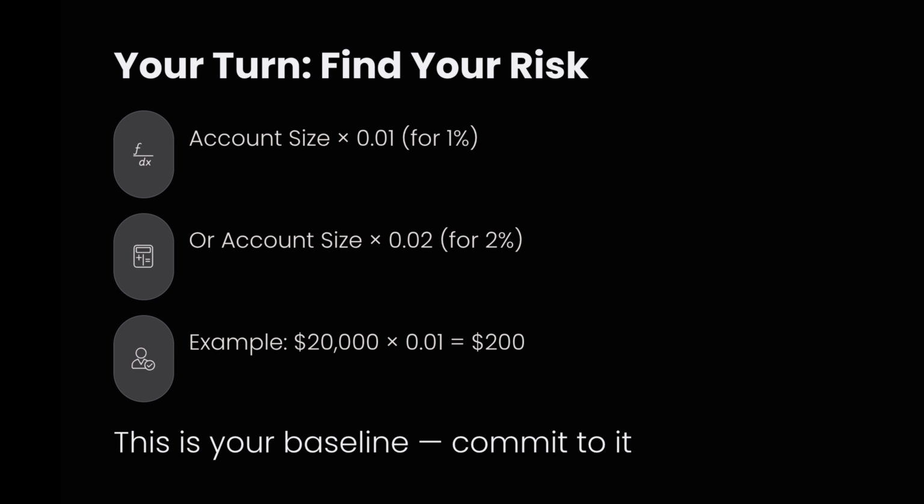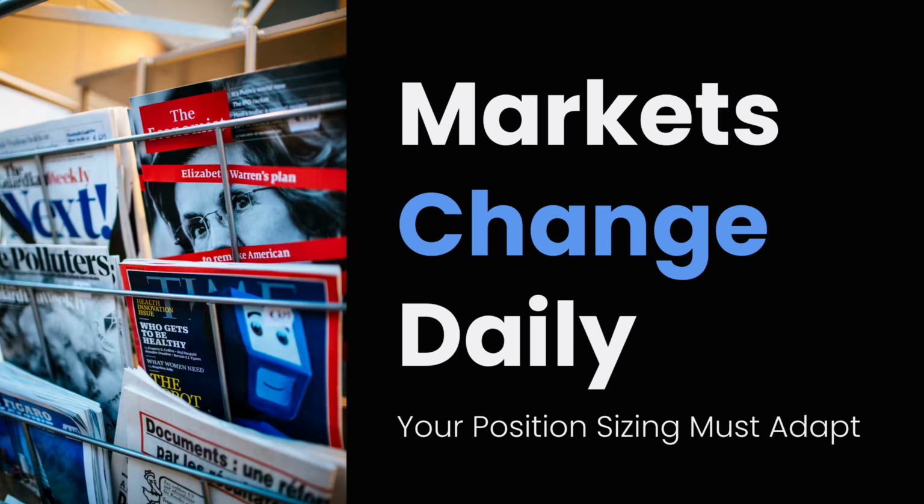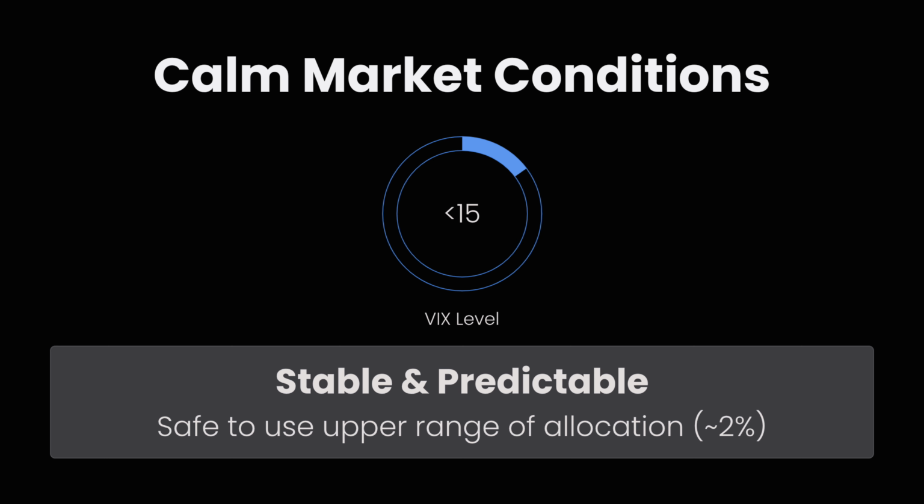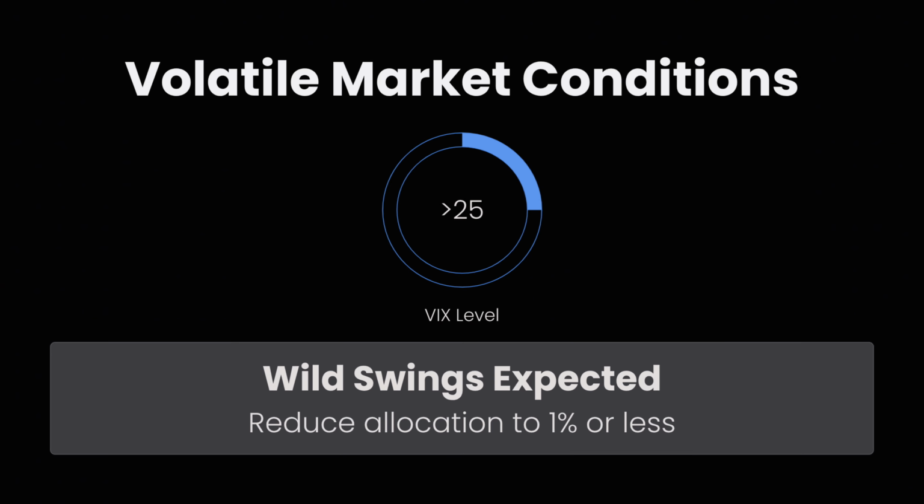But here's where most traders miss the mark. Markets aren't static. Volatility shifts constantly, and your position sizing must shift with it. When volatility is low, say the VIX is below 15, spreads are tight, and the market feels calm. You can comfortably work toward the upper end of your allocation, maybe 2% per trade, conditions are stable. Risk is contained.